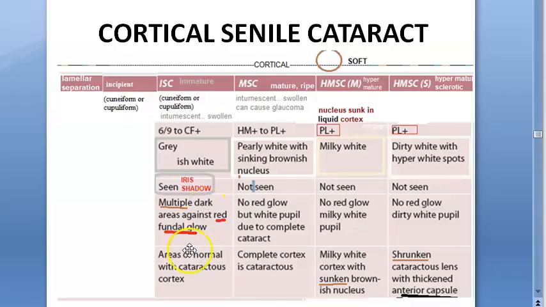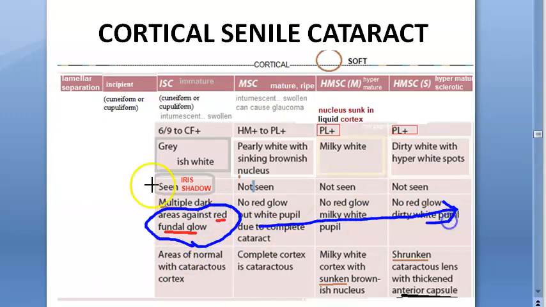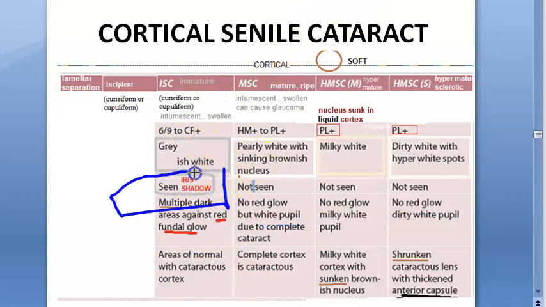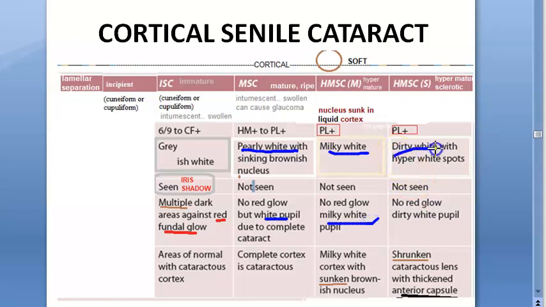Guys, there is one more point here, red fundal glow. This red fundal glow is not there after immature. So till immature looks like there will be red fundal glow, okay? And iris shadow and red fundal glow, you can see iris shadow is there only in immature. Red fundal glow is not there after immature. And pupil color you see here, white pupil, pearly white, milky white lens, milky white pupil, dirty white lens, dirty white pupil.